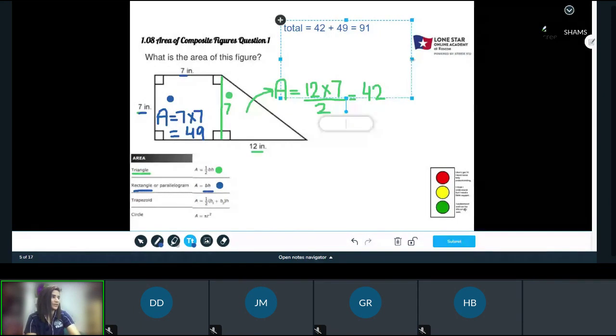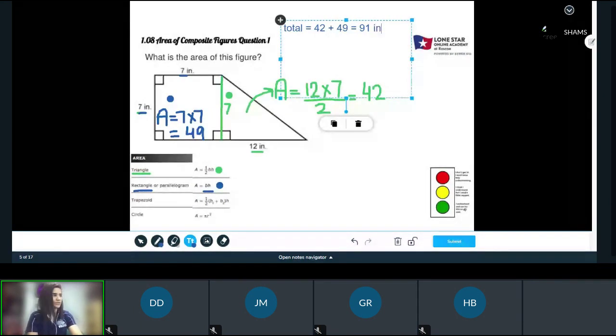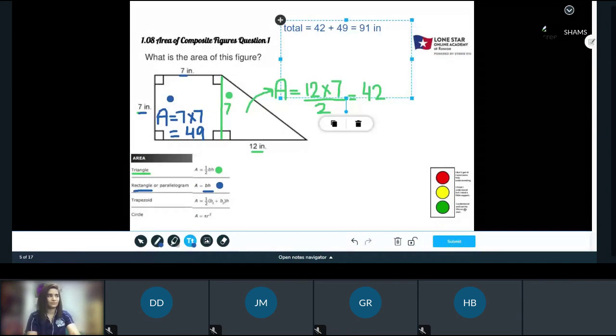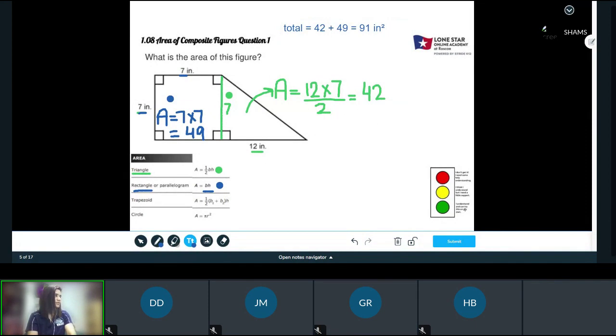Oh, squared inches. The units are in inches. So we'll do inches, put the squared sign. Here we go. Answer should be 91 squared inches.